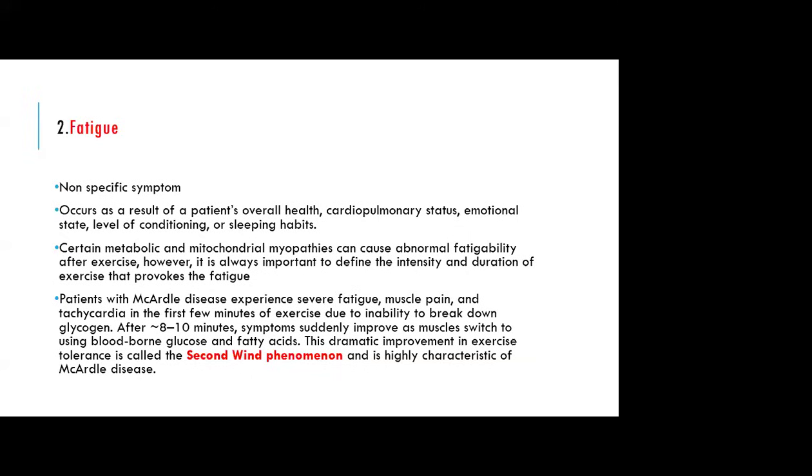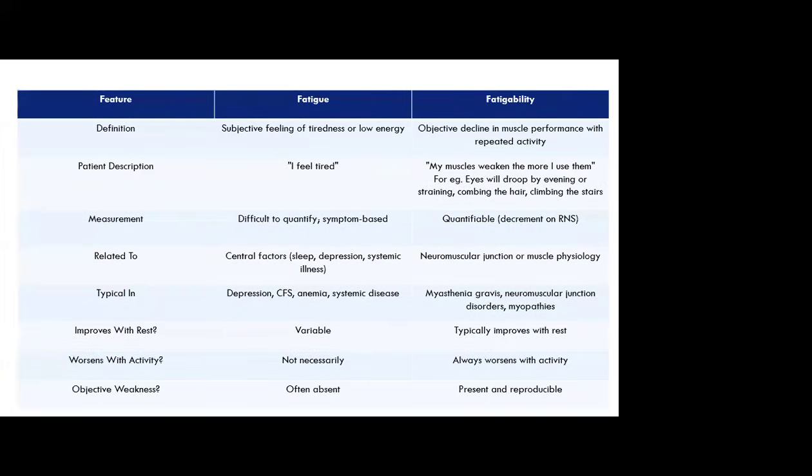When we say fatigue, there is one more term which comes up, fatigability, which is pathological fatigability. How do we differentiate between fatigue and pathological fatigability? Fatigue is a subjective symptom of tiredness or low energy, whereas fatigability is the objective decline in performance with repeated activity. Usually, patients describe fatigue as "I feel tired." With fatigability, they say the muscles get weaker with repeated use, as in combing the hair, climbing stairs, or the eyes drooping by the evening.